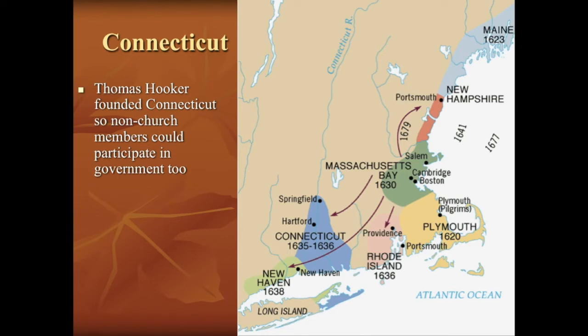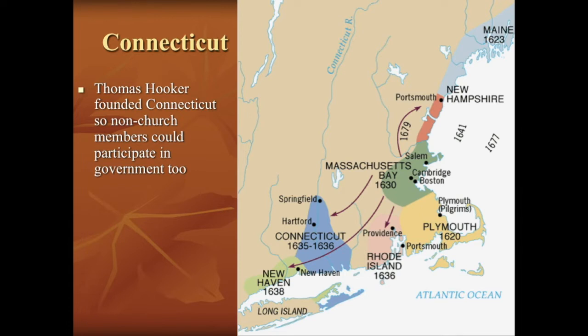I'll speak very briefly on the final of the New England colonies. The final one that I'll speak of is going to be Connecticut, and Connecticut's going to be founded by a man named Thomas Hooker, who basically said that government power shouldn't just be in the hands of those that had church authority or had been quote-unquote saved. If you're a member of a colony, then you shouldn't have your representation in government based on your church membership. So he did want non-church members to be able to participate in government.